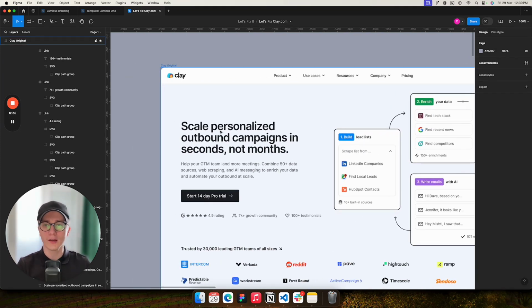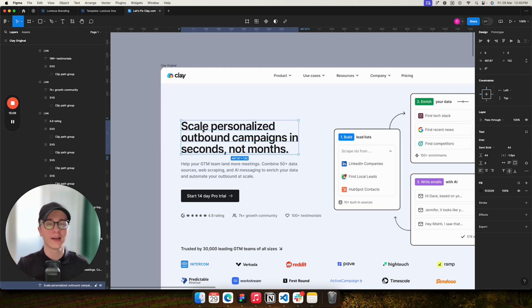So the original headline is saying scale personalized outbound campaigns in seconds, not months. While this is a really good one, what it's actually lacking is what someone truly wants. So if I'm a business person, or let's say a sales team, then I probably have a different desire than just scaling my personalized outbound campaigns. Another thing that I don't particularly like about this headline is it's not specific. It's saying scale, which is like an abstract word.